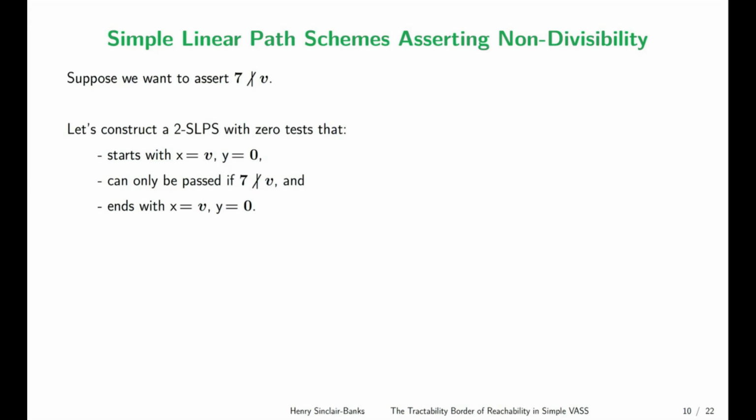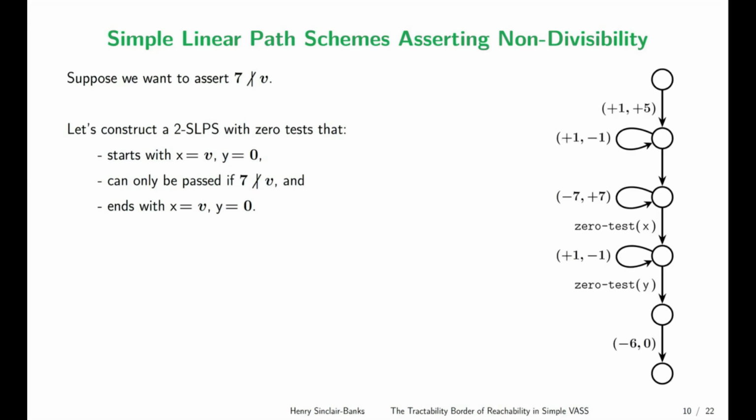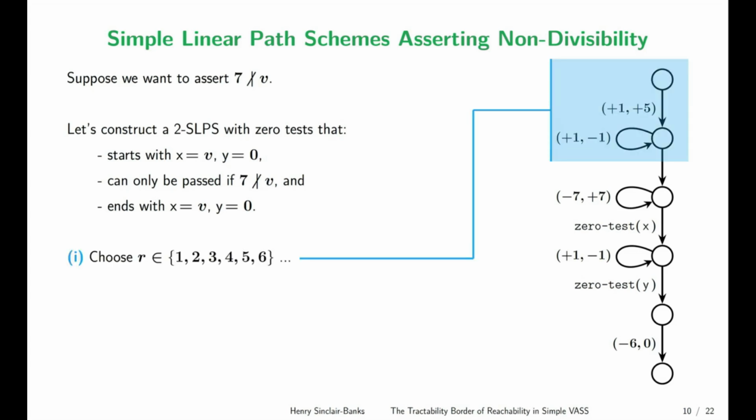So I have a simple linear path scheme that tests non-divisibility, and then I'm going to restore the counter values so I can then have another path scheme do another test, and so on. So it's invariant after every copy of this gadget. Here it is. I'm going to talk through it, don't worry. It's fairly straightforward, but it's doing subtle things. So I'm going to break it down into 3 parts.